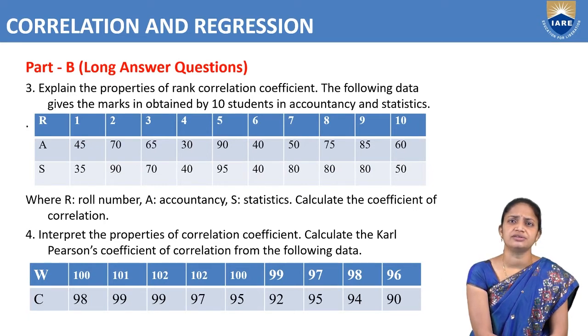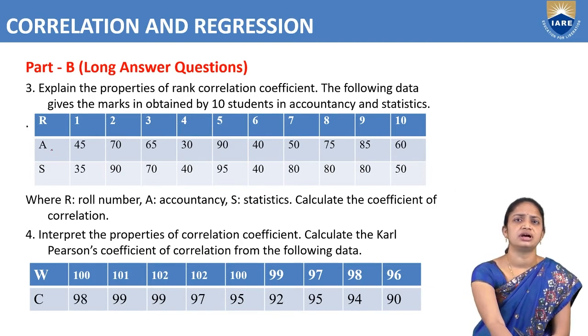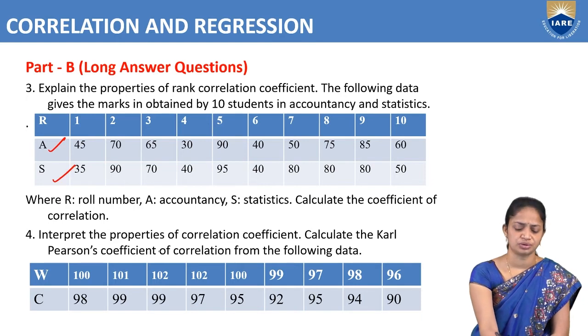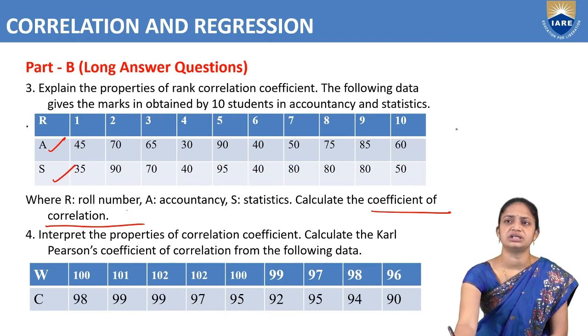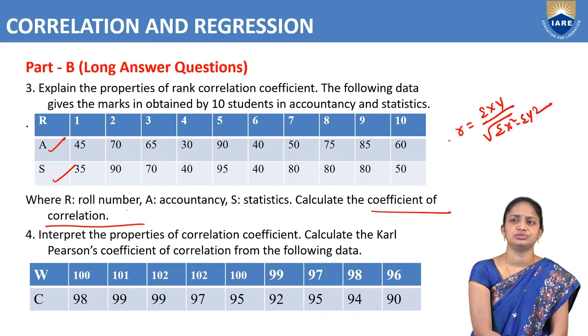The following data gives the marks obtained by 10 students in accountancy and statistics. Here they have given R values, A and S. Here R is our roll number, A is accountancy, and S is statistics. Calculate the correlation coefficient or coefficient of correlation. Here coefficient of correlation is summation xy by under root of summation x square into summation y square. So we have to use this formula.